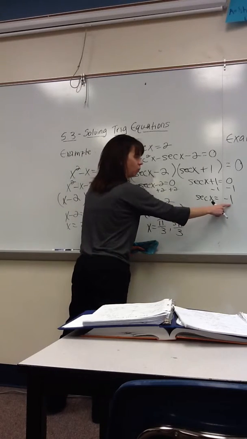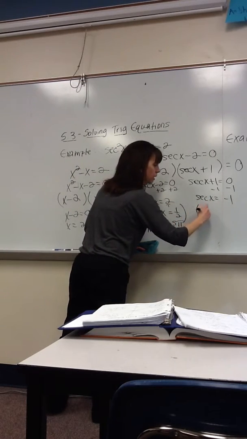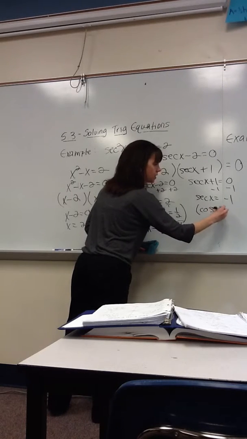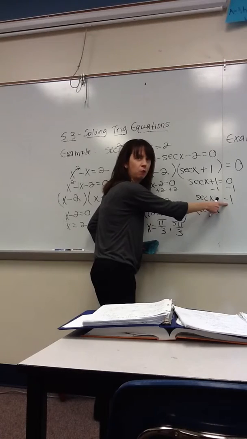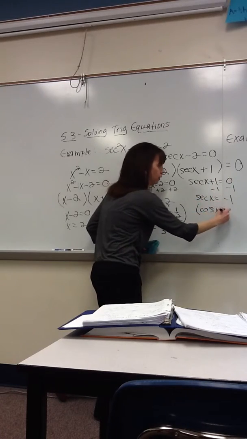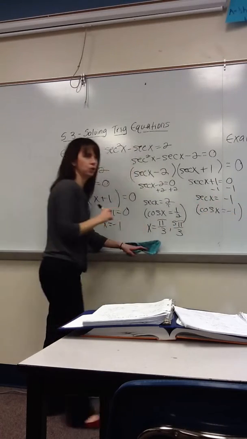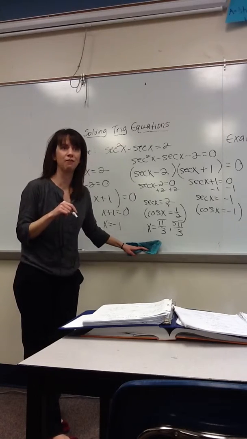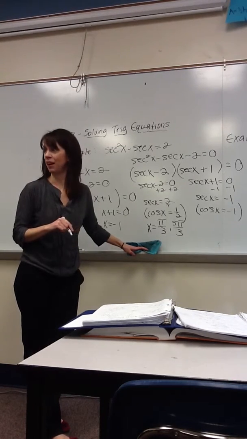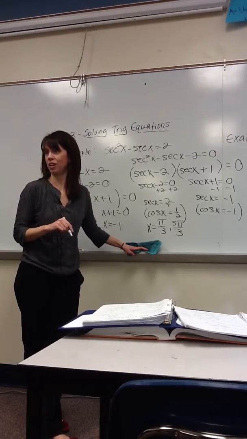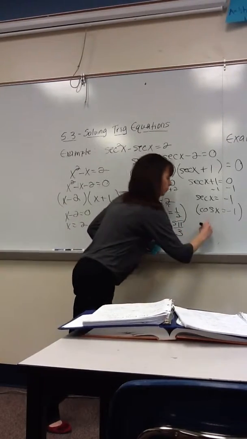Secant of x is negative 1, which really means the cosine of x is equal to the reciprocal of this. What is the reciprocal of negative 1? Negative 1. So where is the cosine value negative 1? I think it's at pi. It's at pi, 180 degrees, pi.